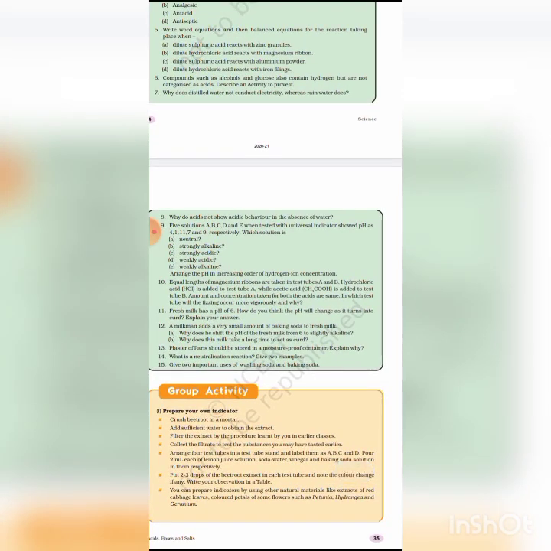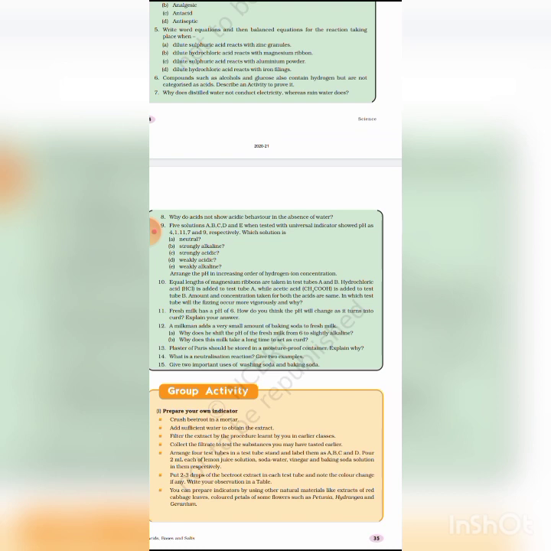Here, five solutions A, B, C, D, E, when tested with universal indicator, showed pH as 4, 1, 11, 7 and 9 respectively. Which solution is neutral? Student, a neutral solution has pH 7. So, solution D.